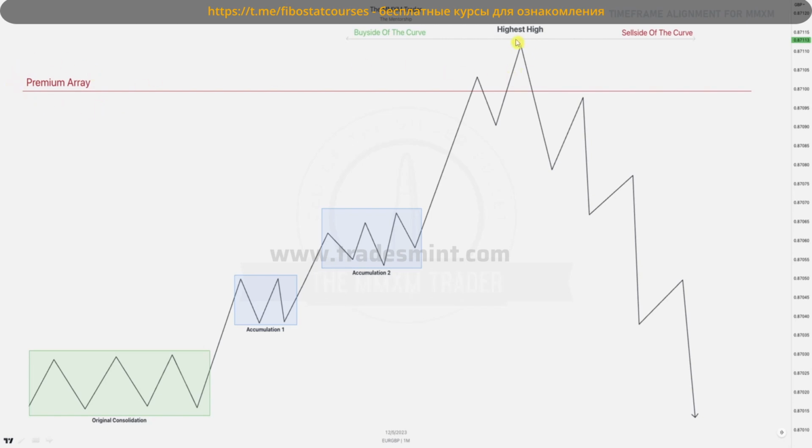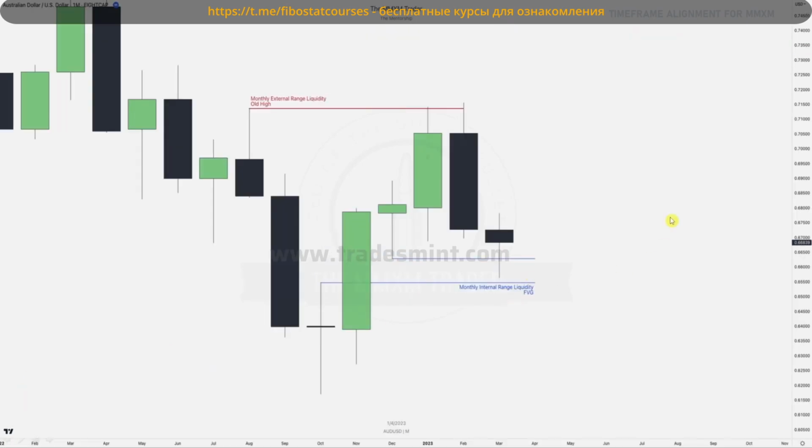And then we have this highest high, confirming sell side of the curve after we break structure and hitting that key level, and then we can start to look for sell opportunities and then completing this market maker sell model, liquidating this original consolidation.